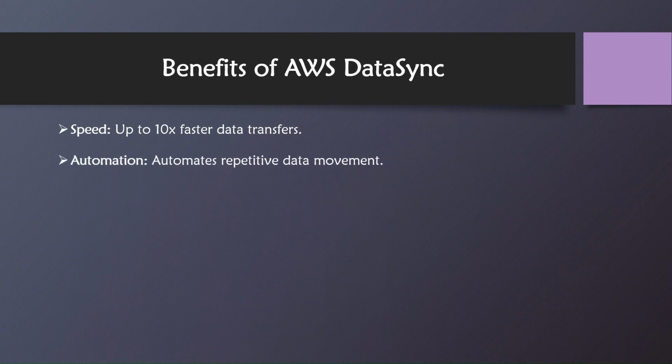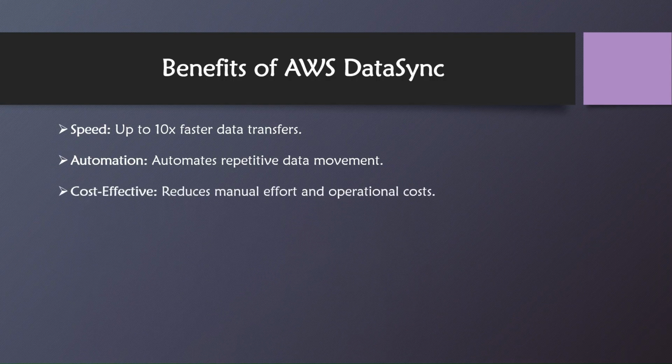Next, we have automation. AWS DataSync automates the process of transferring data on a regular schedule, reducing the need for manual intervention, whether it's moving data daily, weekly, or at any other interval. It handles the automation. This is especially helpful in environments where large amounts of data need to be continuously or periodically transferred, ensuring efficiency and consistency without requiring manual effort every time.